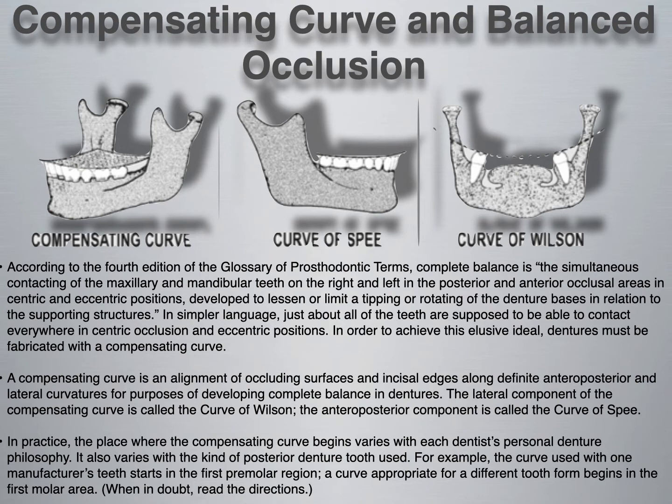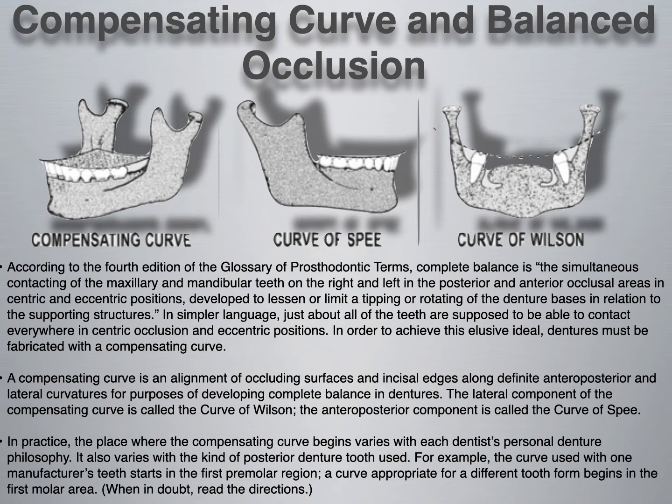So a compensating curve is an alignment of occluding surfaces and incisal edges along definite anterior, posterior, and lateral curvatures for purposes of developing completely balanced dentures. The lateral component of the compensating curve is the curve of Wilson. That means your smile line, right? When you think about how someone smiles, the left to right portion of that curve, as you see in the illustration above to the right, is your curve of Wilson. You know, smile ear to ear, it curves upward. That's your curve of Wilson. It's a lateral curve when you're looking straight on facially at someone.